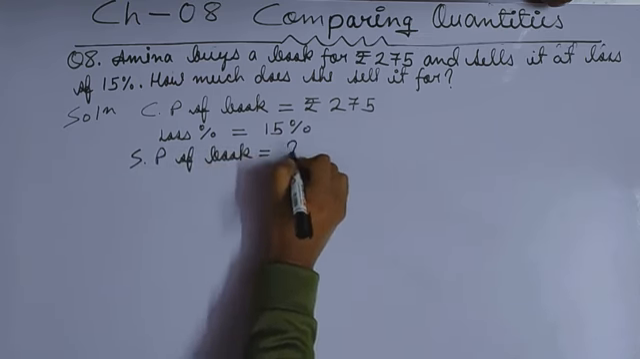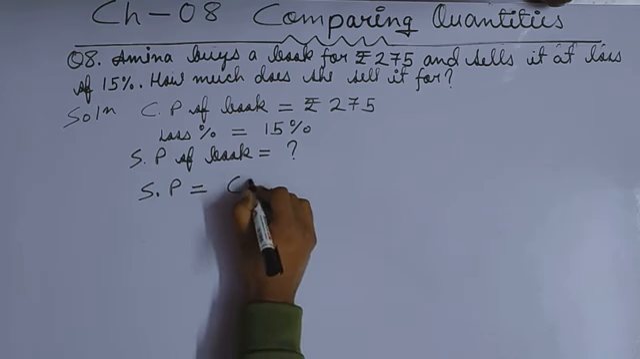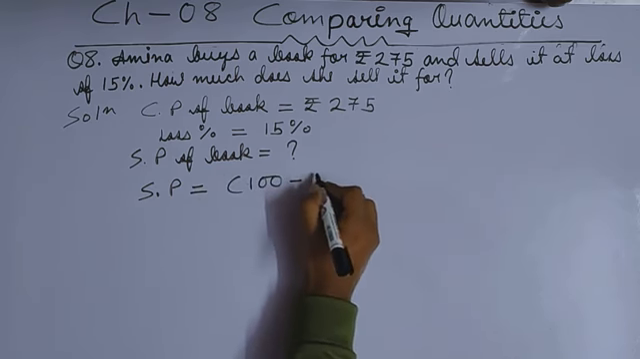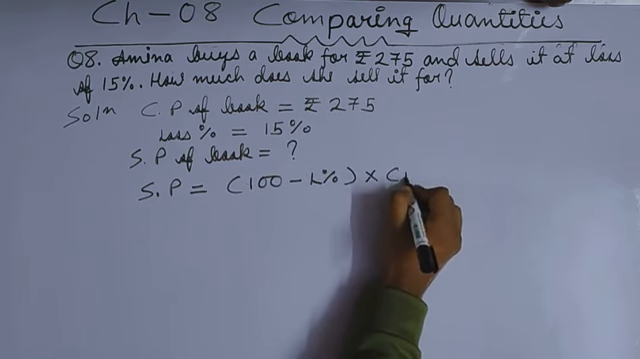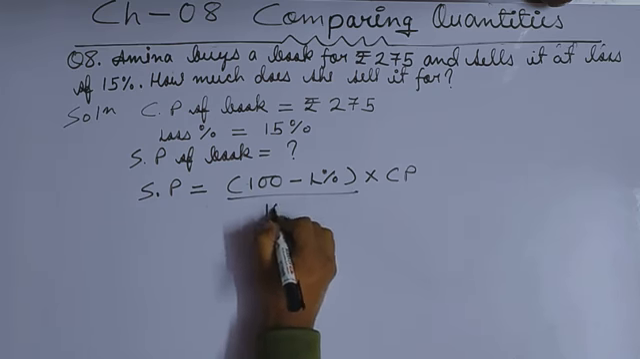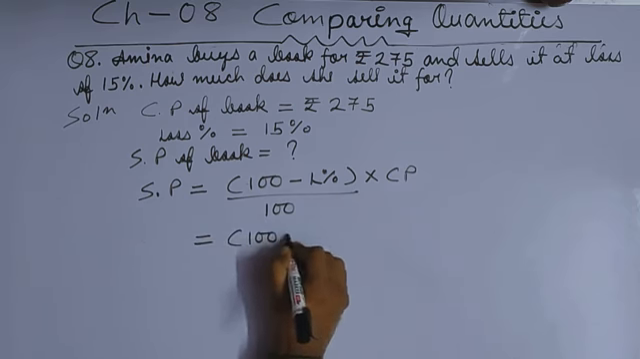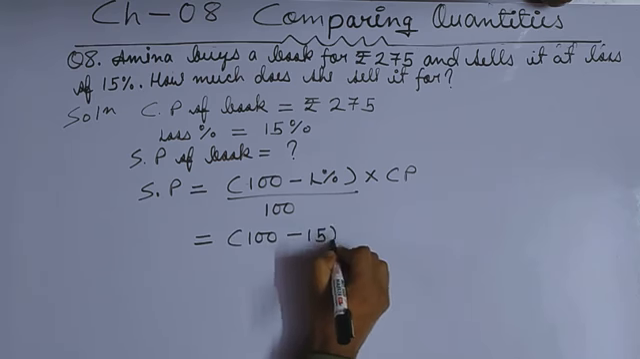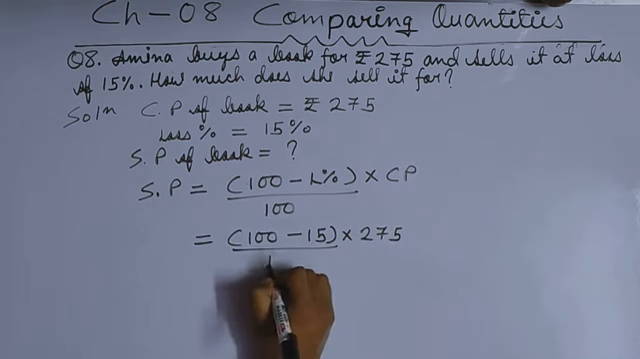ये हमें find out करना है. So you know SP when there is a loss percent, so this is equals to what? SP equals (100 minus loss percent) multiply CP upon 100. So I'm putting these values, this will be (100 minus 15) multiply 275 upon 100.